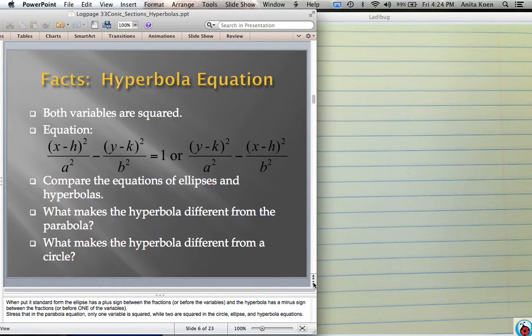What makes a hyperbola different from a parabola? Hopefully you'll remember that the parabola only has one variable that's squared, and the hyperbola has both variables squared. What makes the hyperbola different from a circle? Hopefully you're going to remember that for the circle, if we set the circle's equation equal to 1, we had the radius squared in the denominator of both the (x minus h) squared and the (y minus k) squared. With the hyperbola, these two numbers are going to be different.